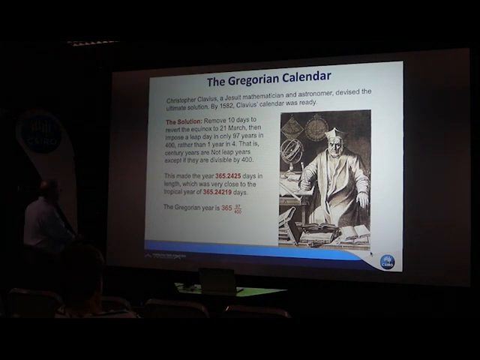Okay? So this ended up making the year, over a long time, 365.2425 days in length, which is very, very close to the tropical year of 365.24219 days. Okay? And so the Gregorian year, in other words, is 365 and 97 over 400. Remember, in those days they didn't have decimal numbers, so they had to always think in fractions. So that's how he was thinking.